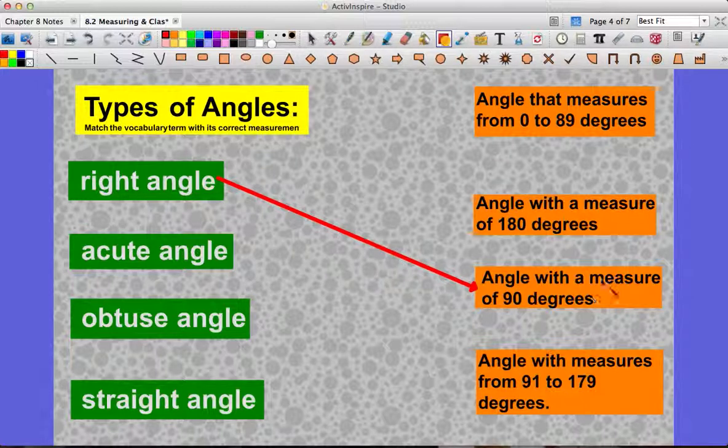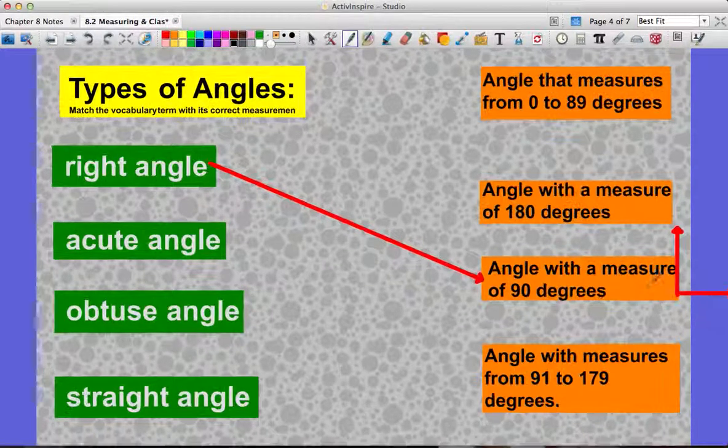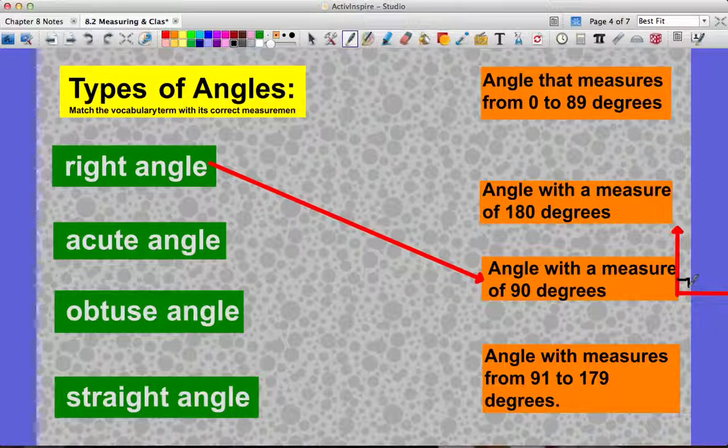An angle that measures 90 degrees will look something like this. And as a lot of you know, it has that little box in the corner to tell you that it is 90 degrees.